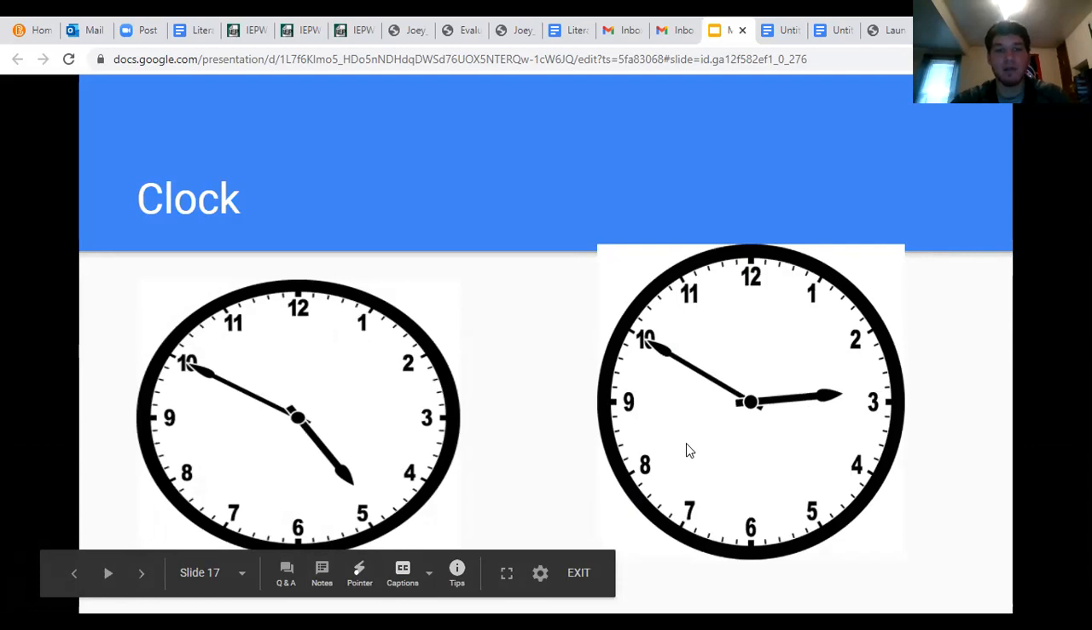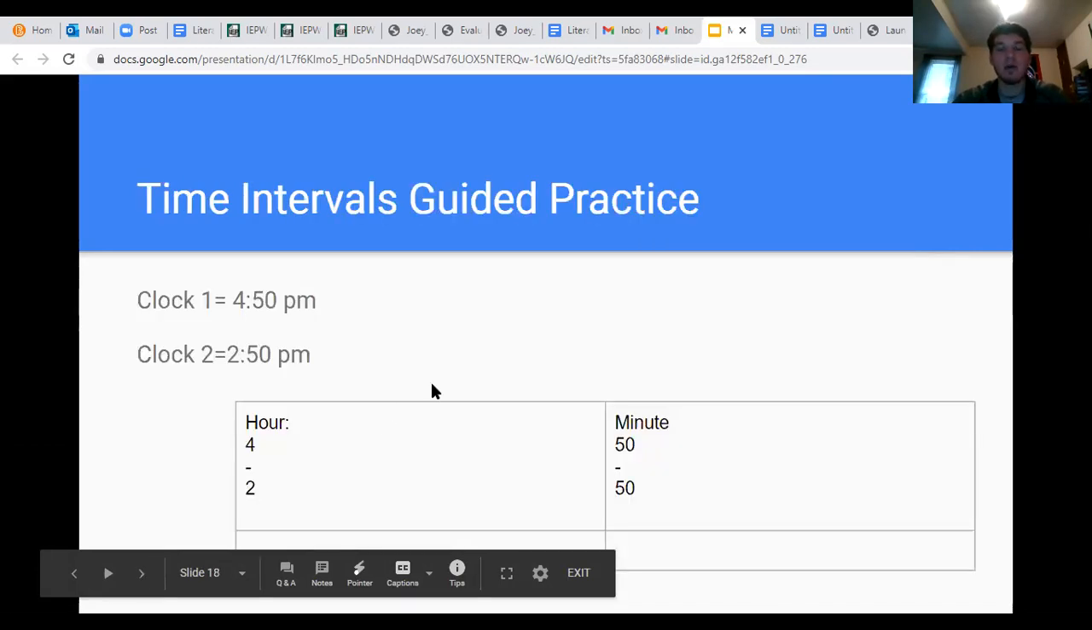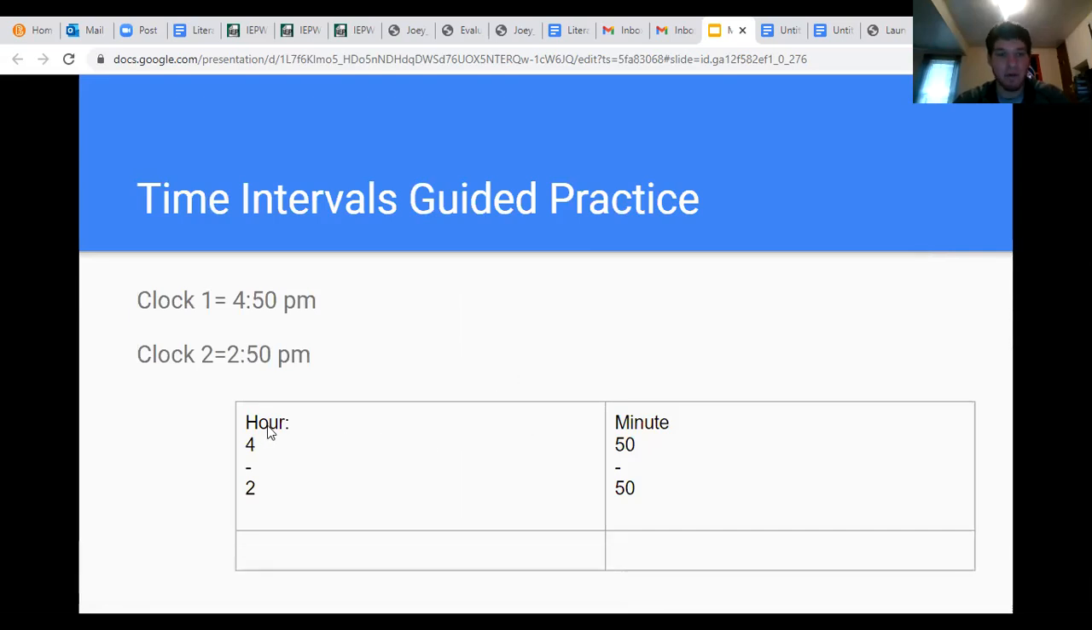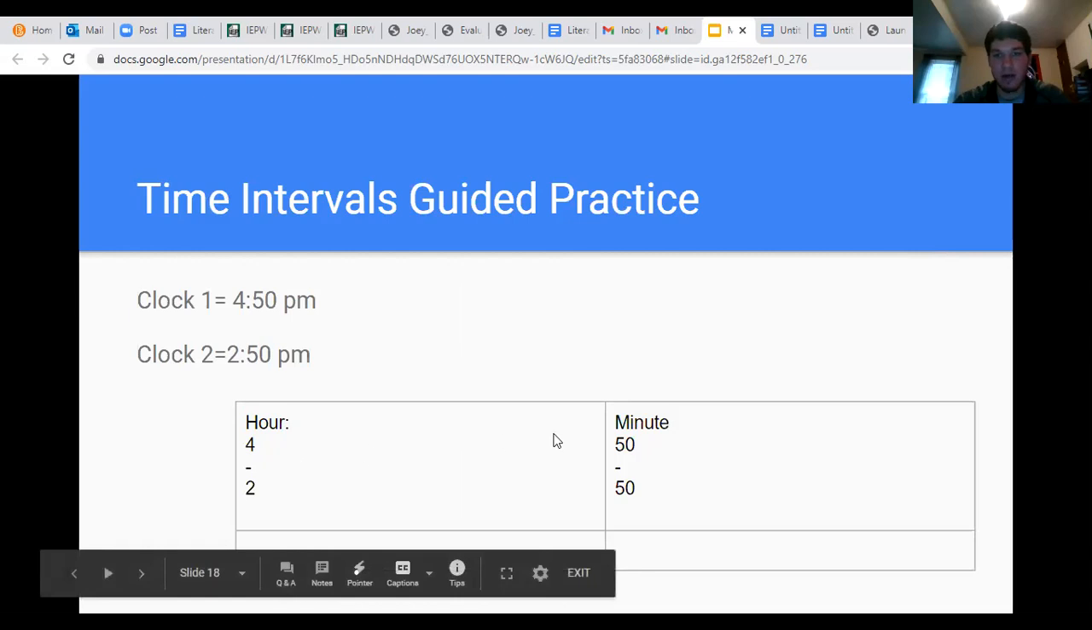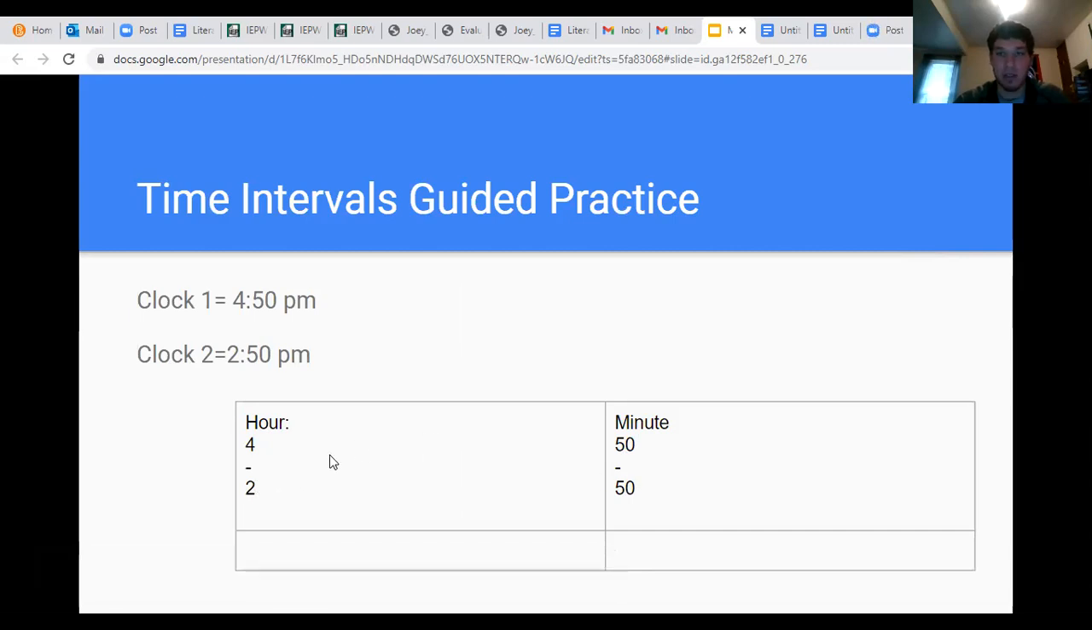As the students come back, the clock on the left says 4:50 and the clock on the right is 2:50. So if you got those right, good job. So now we're going to try to solve the problems just like we saw in the video. So now we can see that for the hours, it's 4 and 2, and for the minutes, it's 50 and 50. The first clock was 4:50, the second clock was 2:50. So the way that they solved in the video is the way we'll be doing it now.